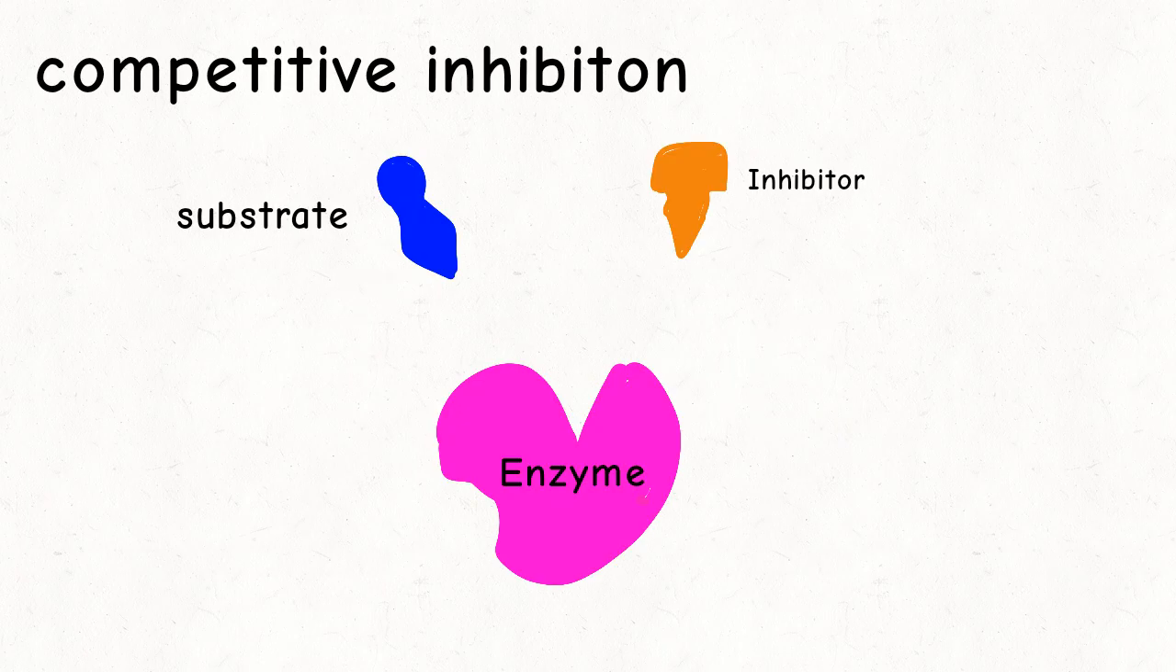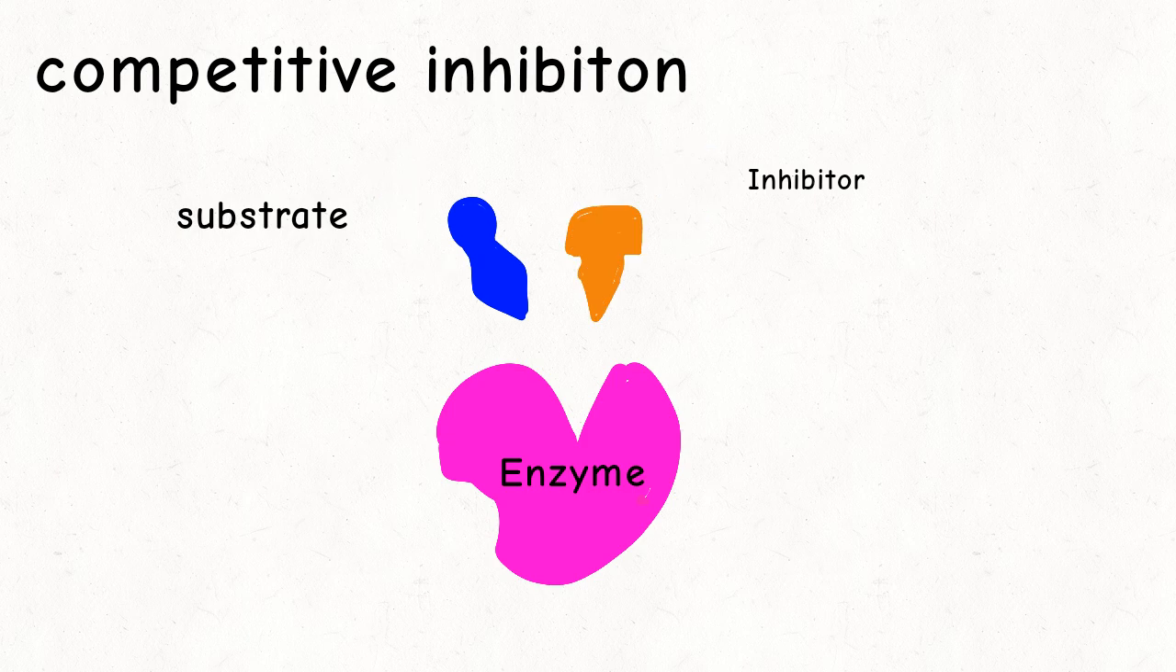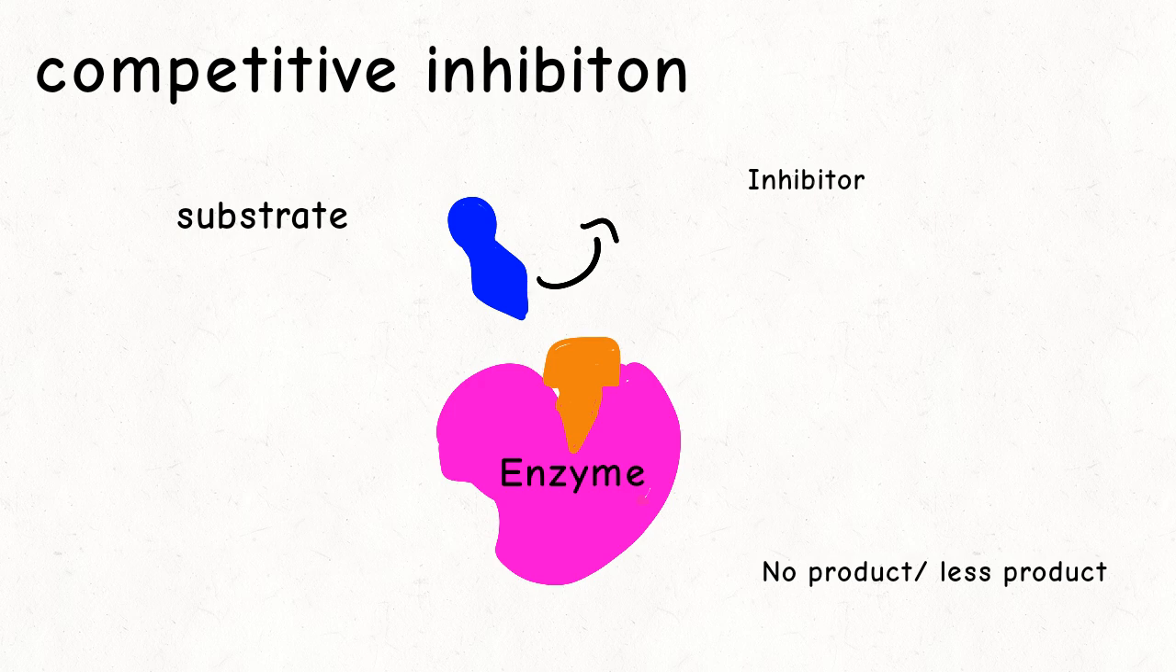In competitive inhibition, the inhibitor competes with the substrate for the same parking spot. If the wrong car parks first, the real car cannot enter and no product or less product is formed. The inhibitor blocks the active site, preventing the substrate from binding.